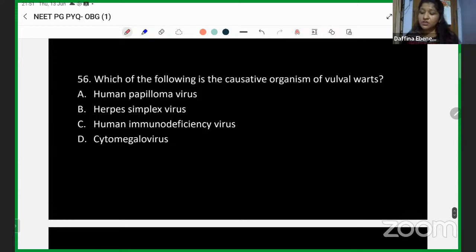Which of the following is the causative organism for vulval warts? The causative organism for vulval warts is human papilloma virus, especially types 6 and 11.